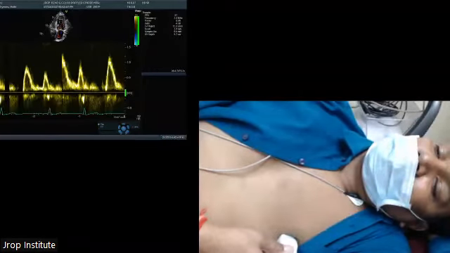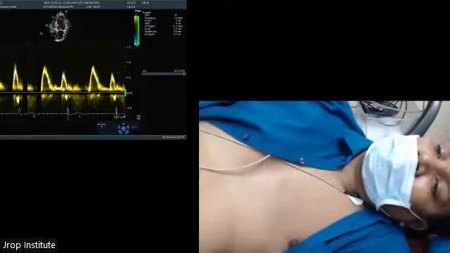My humble request to everybody is, please play with the machine. The best part of any Doppler machine is that once you switch it off and bring it back, it will get to factory resetting automatically. Press each and every button, see what exactly it's doing.